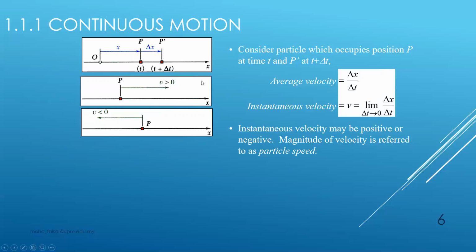Instead, it is the instant time at which the particle moves, or where it was at that particular instant. The instantaneous velocity may be positive or negative. The magnitude of the velocity is referred to as the speed of the particle. Magnitude is a scalar, and therefore we call it speed. However, if you are looking at not only the speed but also the direction, then we call it velocity, because velocity is a vector.